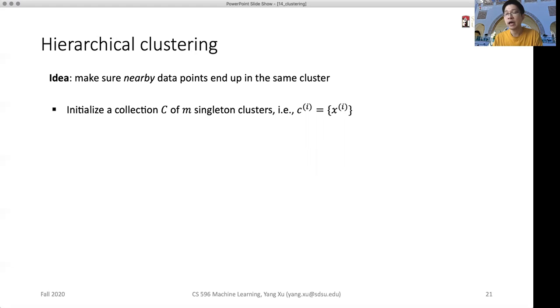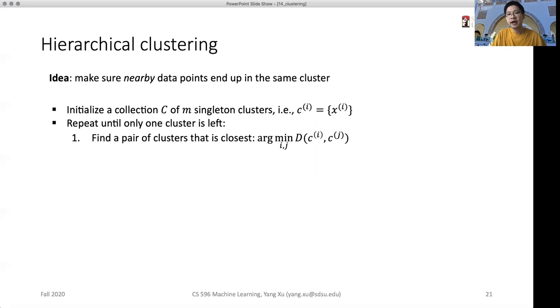So we'll need to initialize a collection of clusters. First of all, after we are given the new data set, we assign each data point into its own cluster, which is called C_i. Now what we will do is repeat until there's only one cluster left. We will find a pair of clusters that is closest in the current collection. We will find the C_i and C_j that have the minimal distance among all possible combinations of i and j.